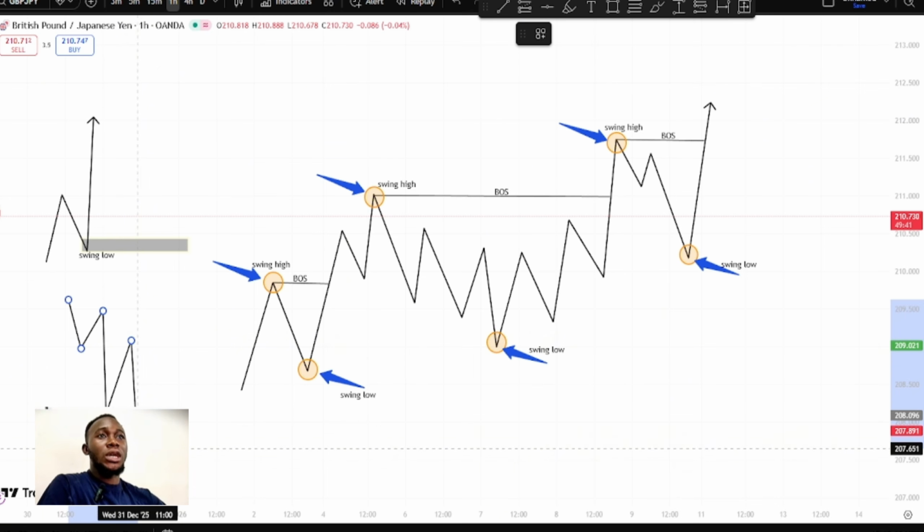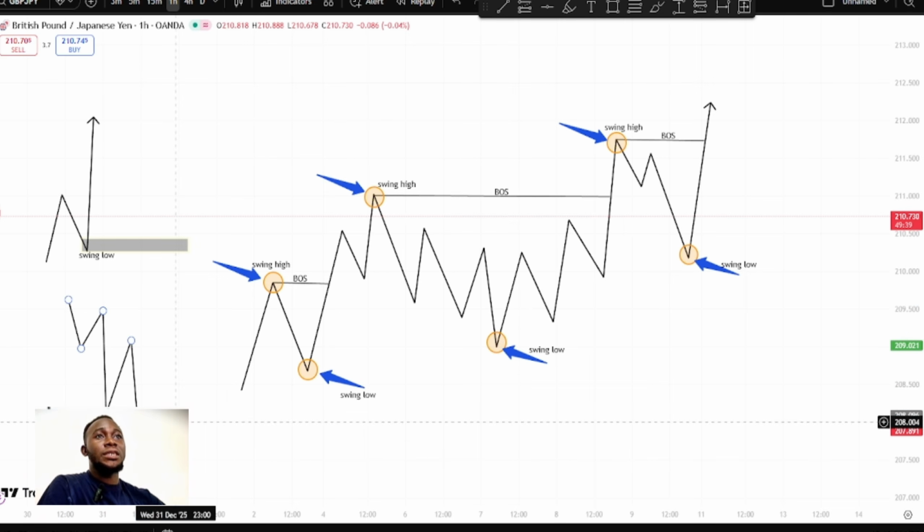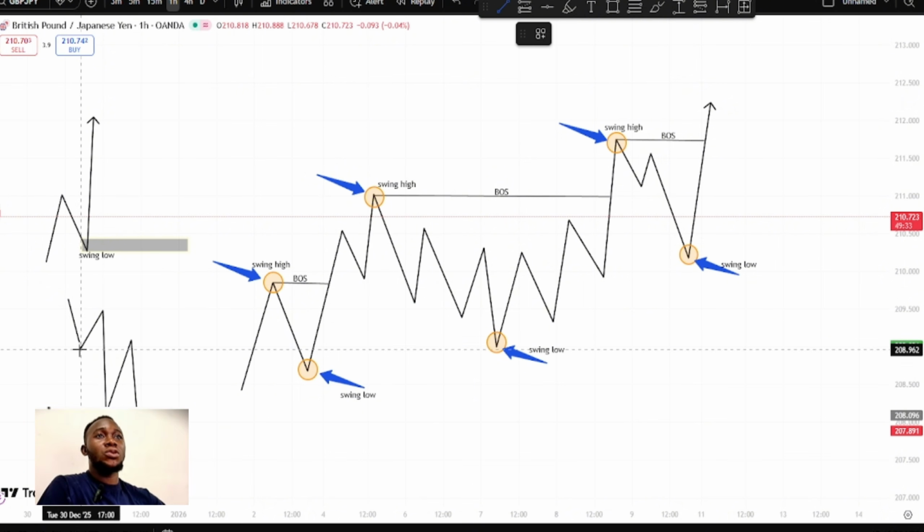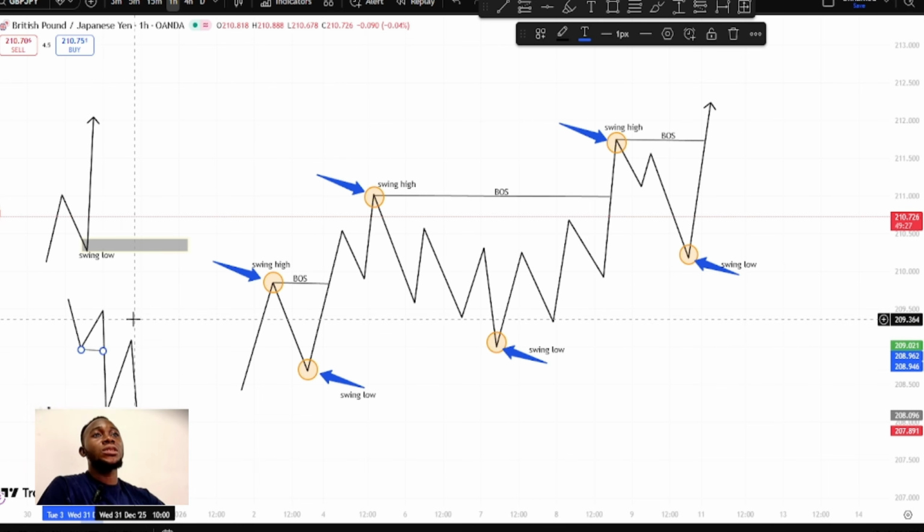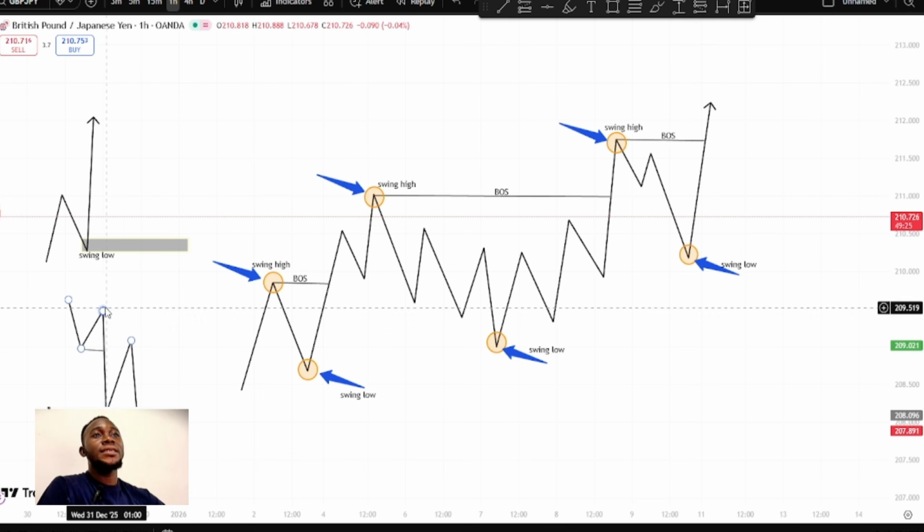Break of structures to the downside. Want to see something like this. Now, in a bearish market, we have our break. We are seeing our break of structures here. Now, in a bearish market, you are at an advantage when you are looking for sales from your swing highs, hoping that it will take out your swing lows.